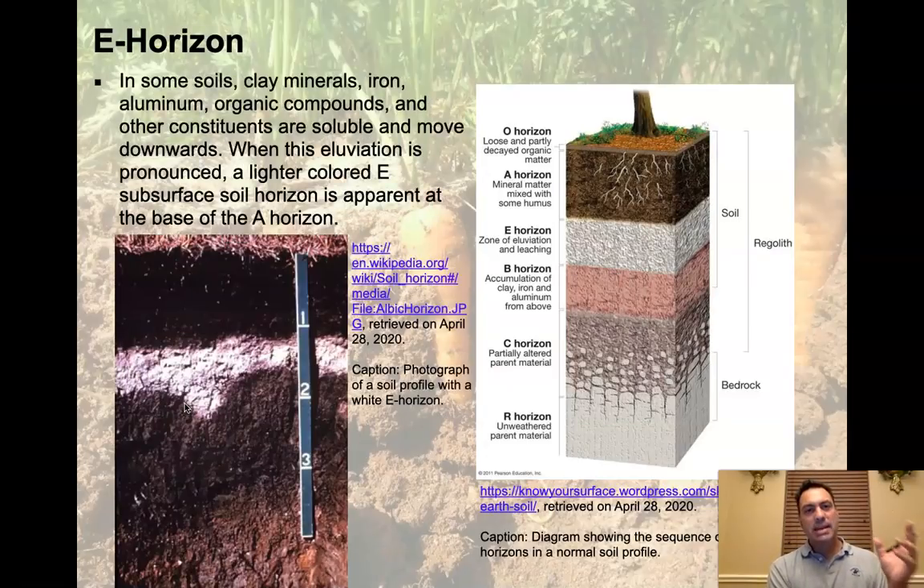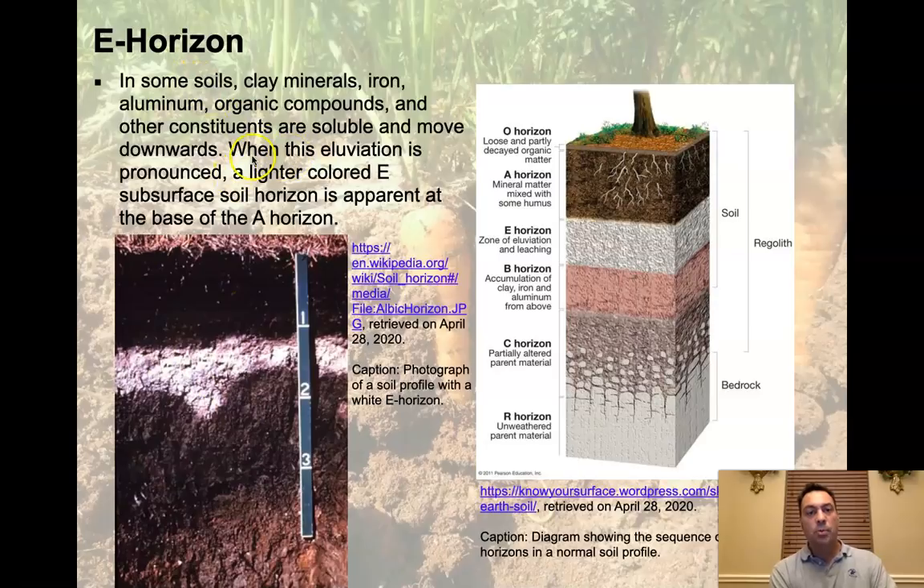Sometimes when we get a tremendous amount of dissolution of certain materials, and clay minerals, you can move these things, you can dissolve them and move them downward. So here we see the surface, here's the old O horizon, this is in a different soil, here's the A, and what happens is you can get intense leaching, right? So let's go ahead and read this. In some soils, clay minerals, iron, aluminum, organic compounds, and other constituents are soluble and move downwards. So water comes in, it's leaching this stuff out, it's moving it downwards.